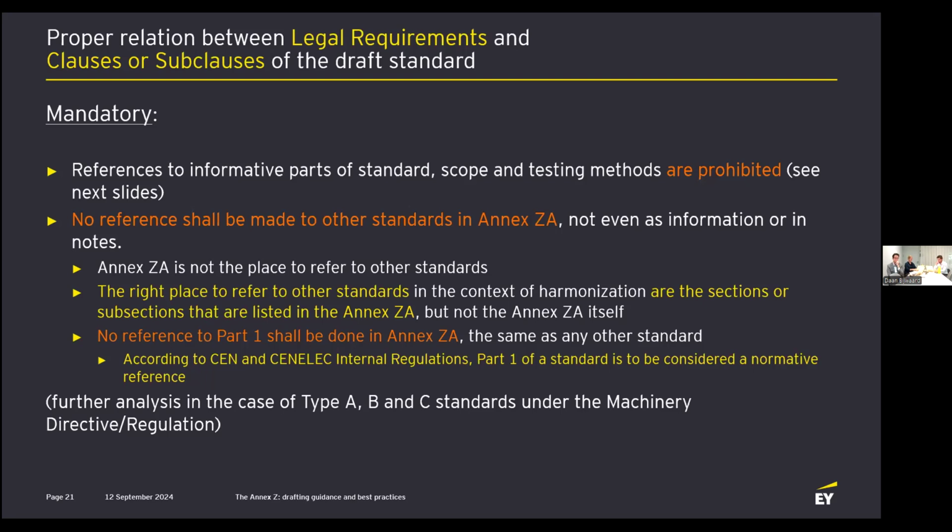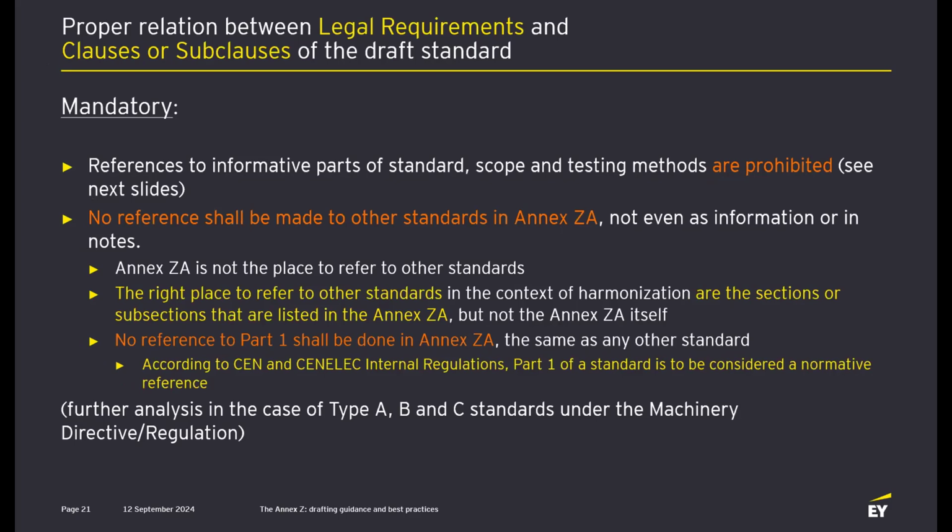So here, this is a plea to the technical committees. Please try to avoid this. I mean, if you want to have a non-compliant assessment, of course you can do whatever you want, but I would strongly recommend against it, because it's one of the critical things when assessing the Annex ZA: it shall not refer to another standard, including part one of the same series of standards.